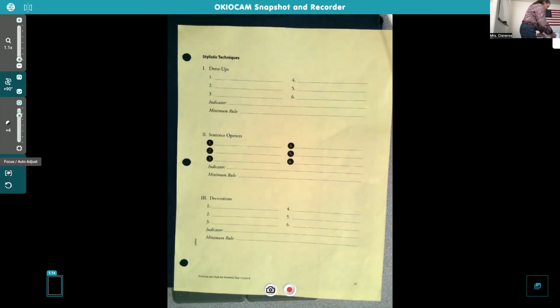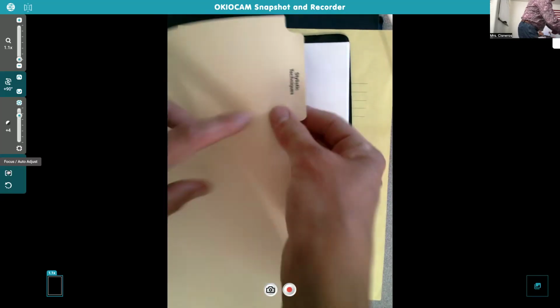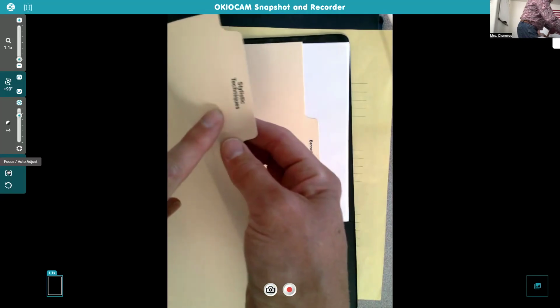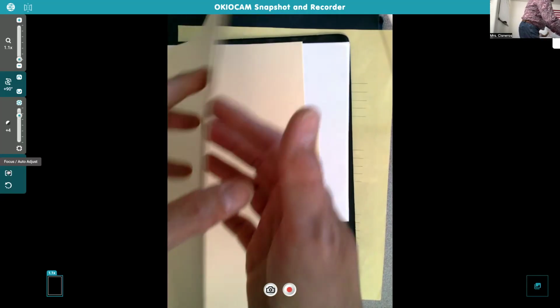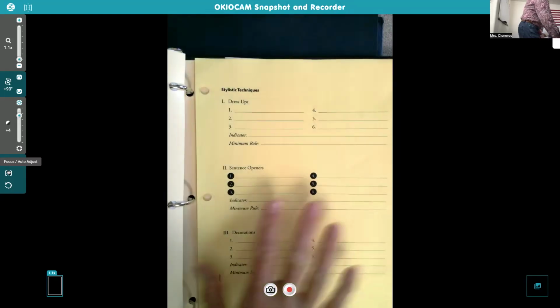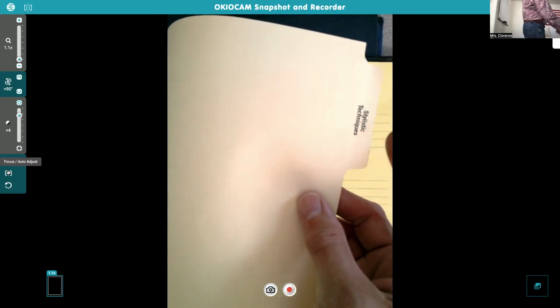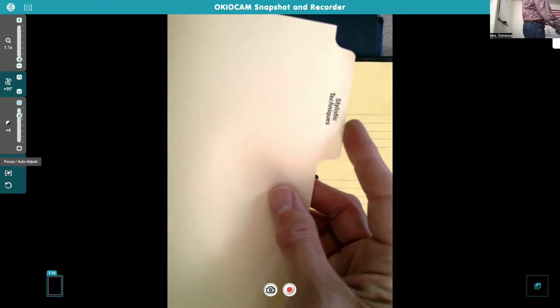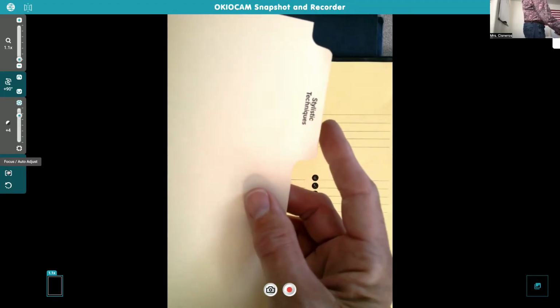You see where it says stylistic techniques tab back there? Keep looking for a tab. It looks like this. I'll show you on the camera. This one right here, stylistic techniques. You're going to turn that tab and then right behind that, carefully open your rings and stick in this yellow page. Now look at the tab. Oh, you're looking for the yellow page? It should be in your front pocket.